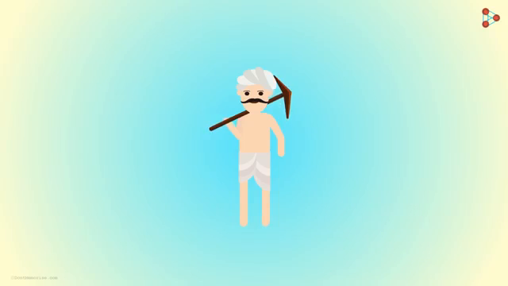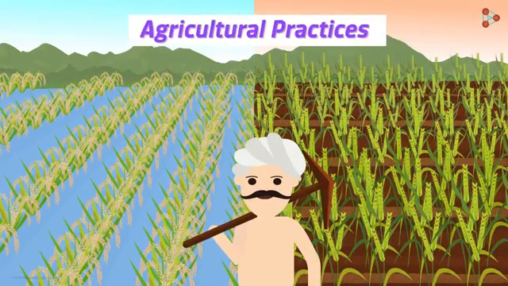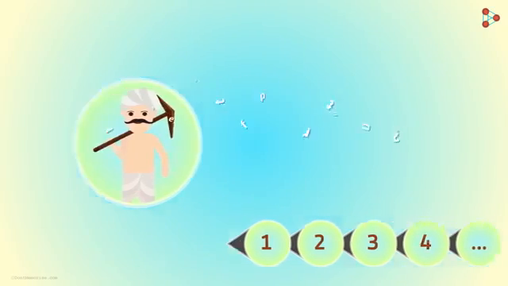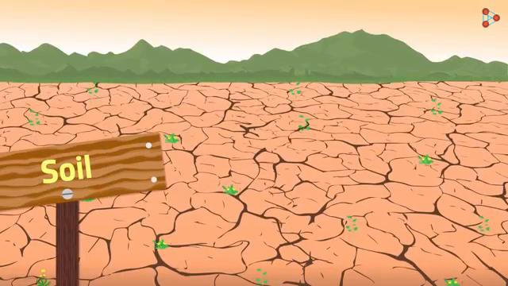Let us pick up from where we left off. Agricultural practices, right? We decided to learn the various processes used for the activity of agriculture. What do you think is the most important requirement for agriculture? Soil, that's right. But do you know that soil needs to be prepared for crop production?